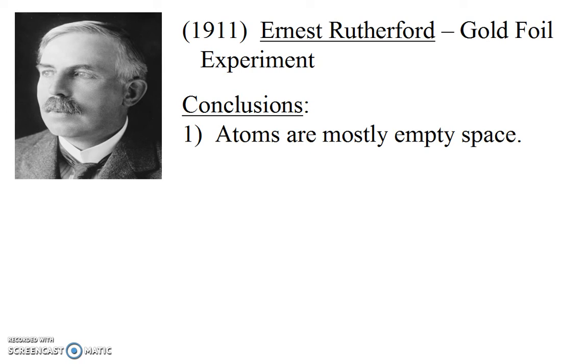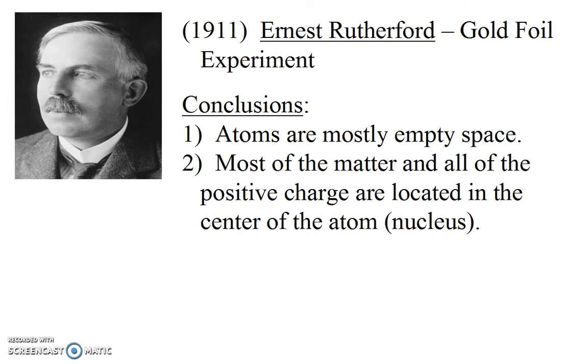Okay, so the vast majority of them went straight through, mostly empty space. But then, when 1 in 20,000 hits something, that means that what they hit, if the alpha particles are positively charged, they must have gotten deflected by the positive charge. They must be localized. So here's his second conclusion: that most of the matter and all that positive charge must be located in the center of the atom, which he now deemed the nucleus.